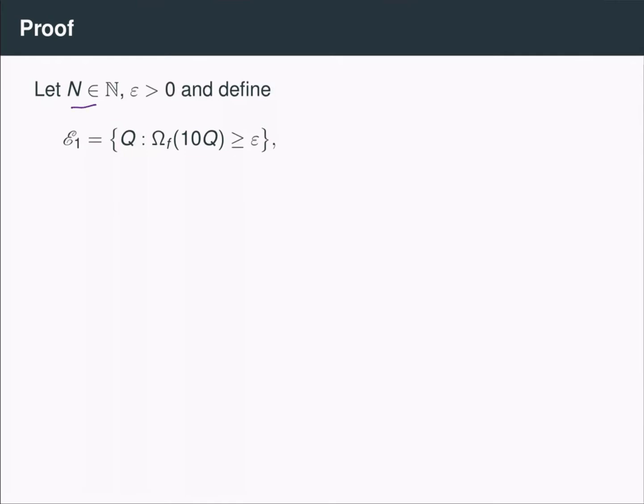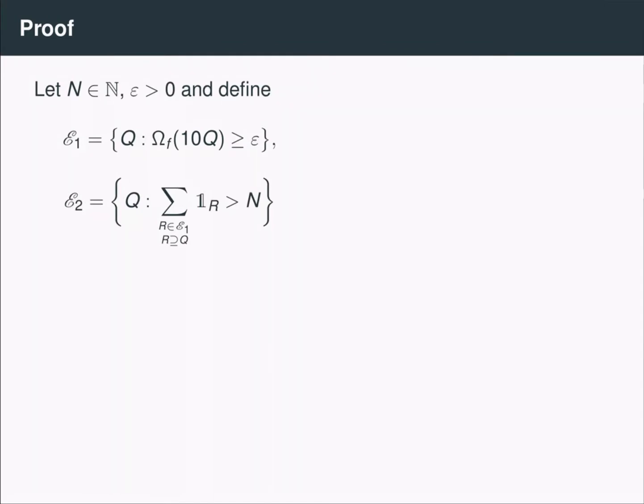We're going to fix some very large integer n and some small number epsilon, which we'll fix later. And we're also going to specify some families of cubes. So first of all, E1 is going to be the set of cubes where the omega number of 10Q is at least epsilon. Recall that the omega number is the quantity that features in Dorronsoro's theorem, and measures how approximately affine the function f is inside the cube 10Q.